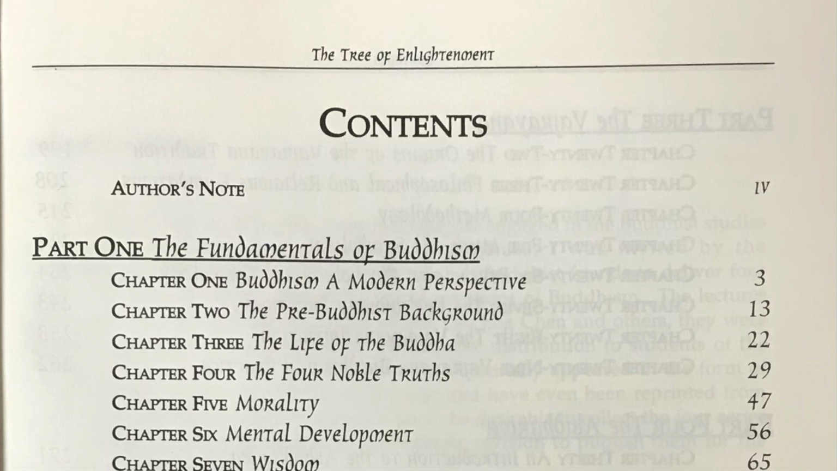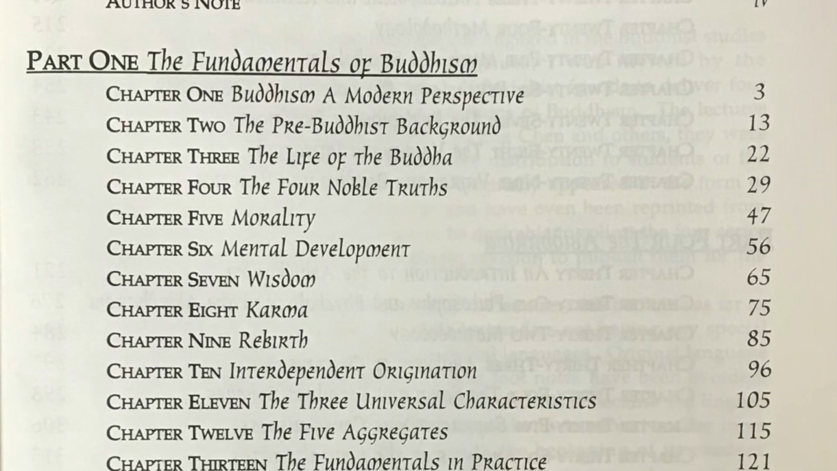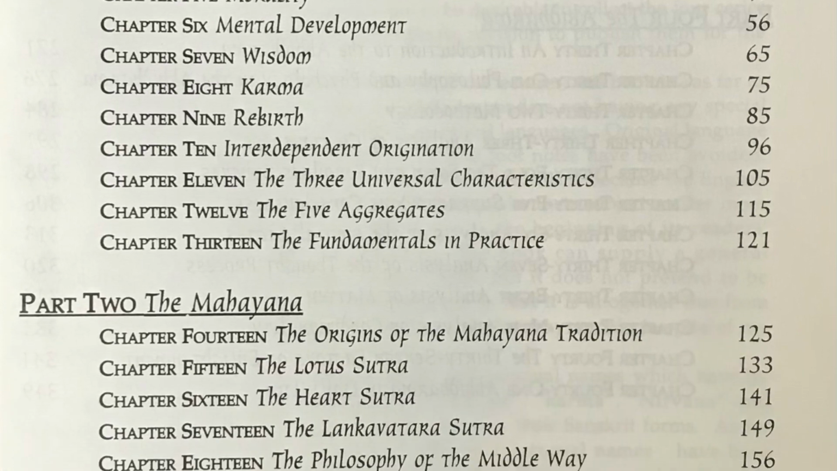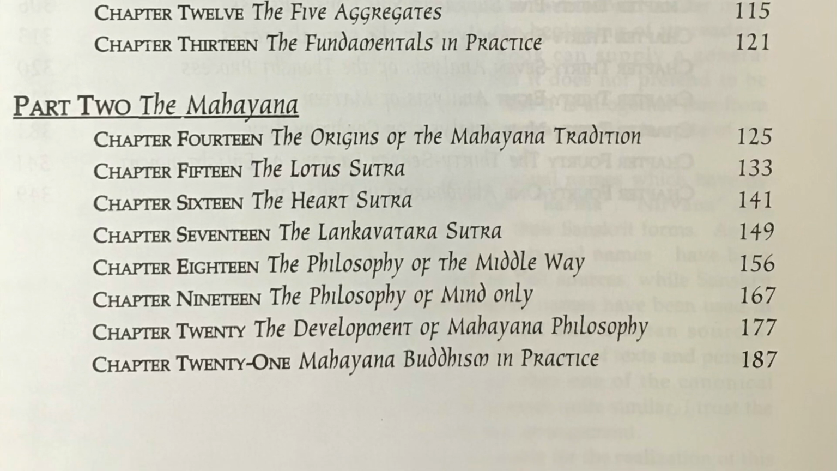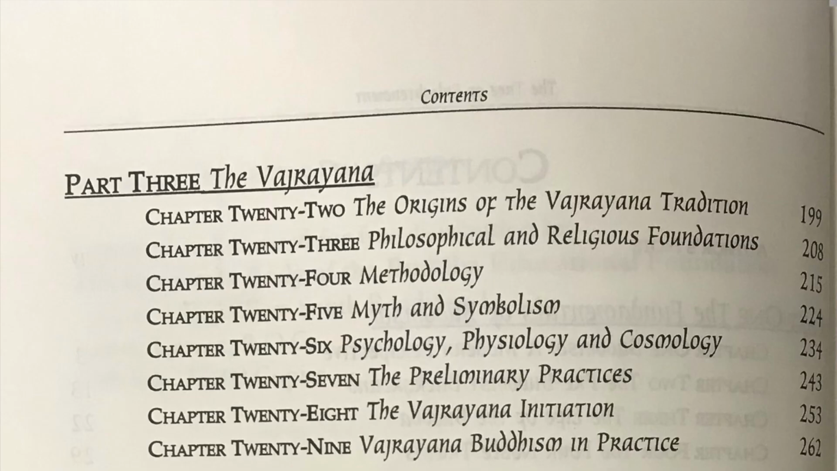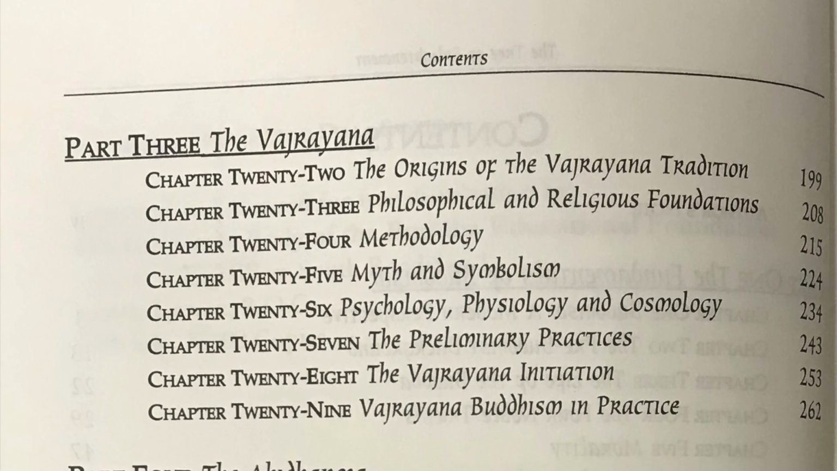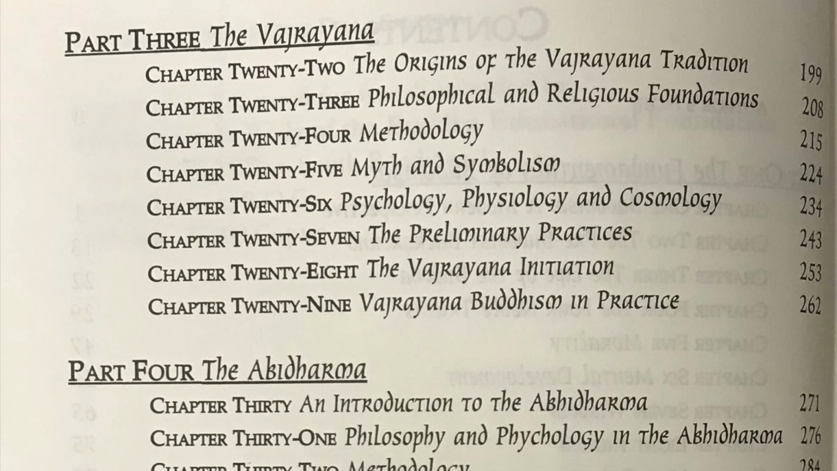Now, it is divided into 4 parts. I'm not going to go into what the 4 parts are. All we're really concerned with, in a very specialized way, is the 3rd part, which is Vajrayana Buddhism. Now, the entire book is good, but the 3rd part is Vajrayana Buddhism, and in that section there is chapter 25 on myth and symbolism.